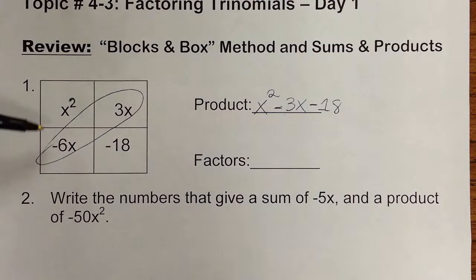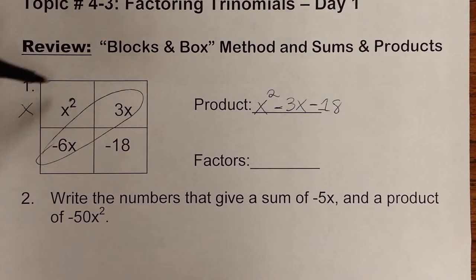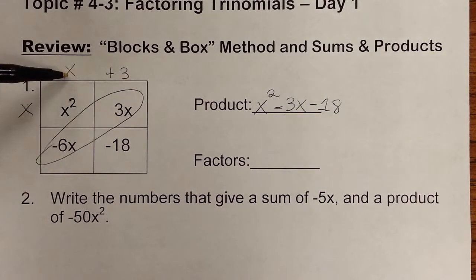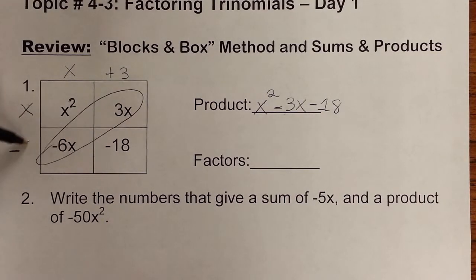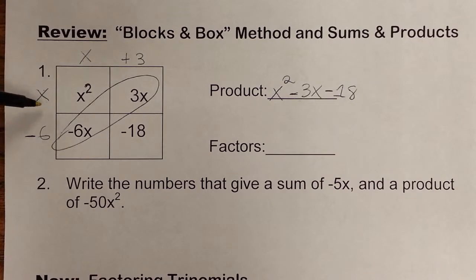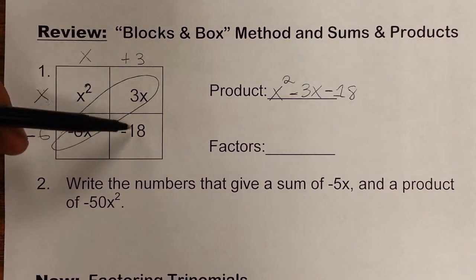In order to find our factors, we have to get our factors along the top and side. To make an x squared, we need an x and an x. X times x, x squared. In order to find the 3x, we need to multiply something by this x to make it 3x. So if I multiply x by positive 3, I get my 3x. If I multiply this x by negative 6, I'll get the negative 6x I need. And then negative 6 times a positive 3 is a negative 18. So we've got x times x, x squared, x times 3, 3x, x times negative 6, negative 6x, and then negative 6 times positive 3 gives us our negative 18.